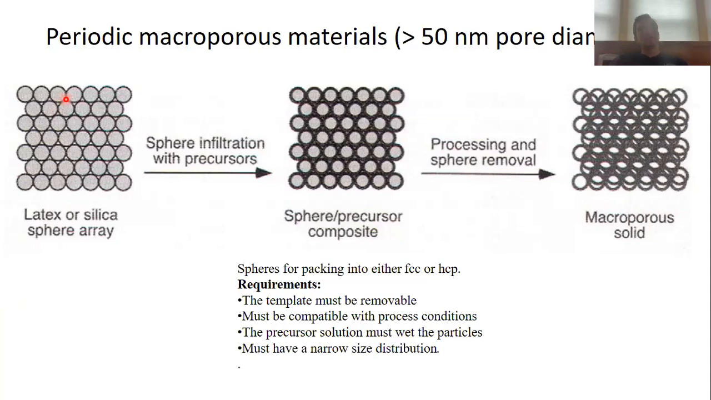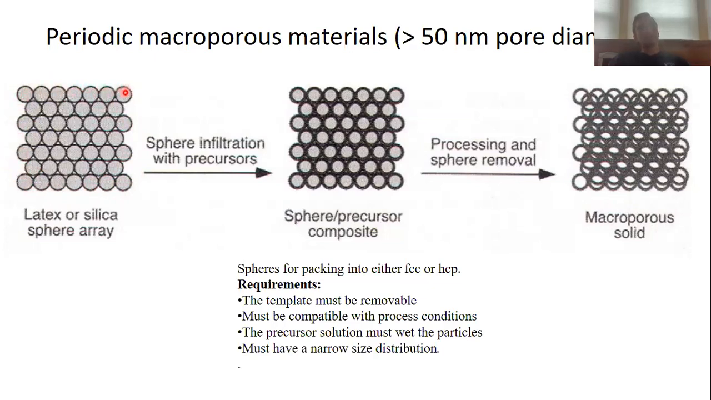Remember that we cannot pack spheres closer than with a 74% packing density. And you have, again, tetrahedral holes and octahedral holes, which are actually not that much smaller than the sphere sizes themselves. So an array of latex or silica spheres in the order of tens to hundreds of nanometers is a macroporous material itself.